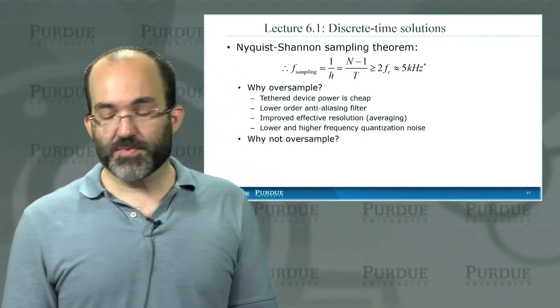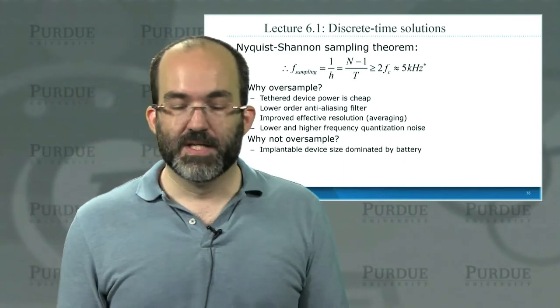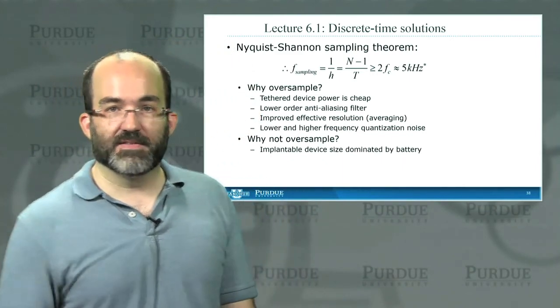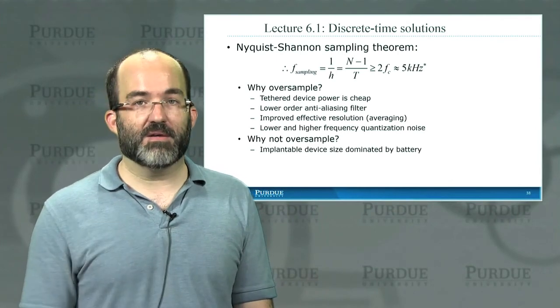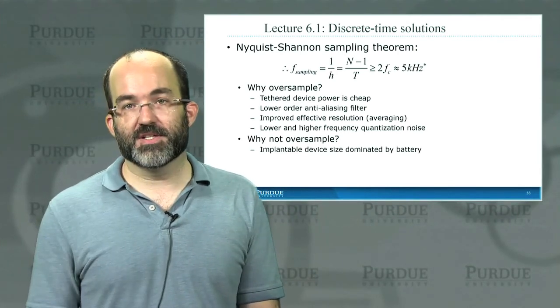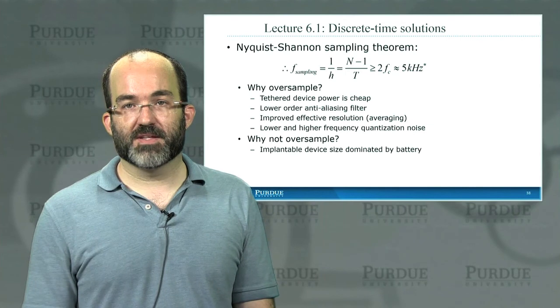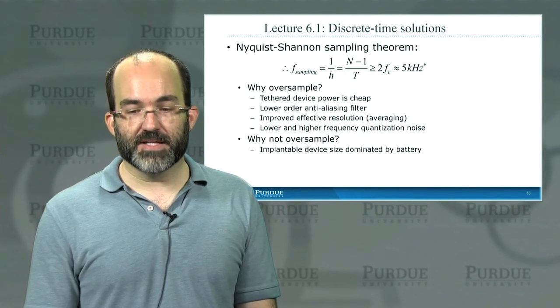Why not oversample? There's really one big reason not to oversample, and that is because in an implantable medical device like what we talked about, Parkinson's and epilepsy, you have a limit in terms of your power budget, and we want to drive that power budget down. And that's why we want to sample as little as possible in implantable devices.